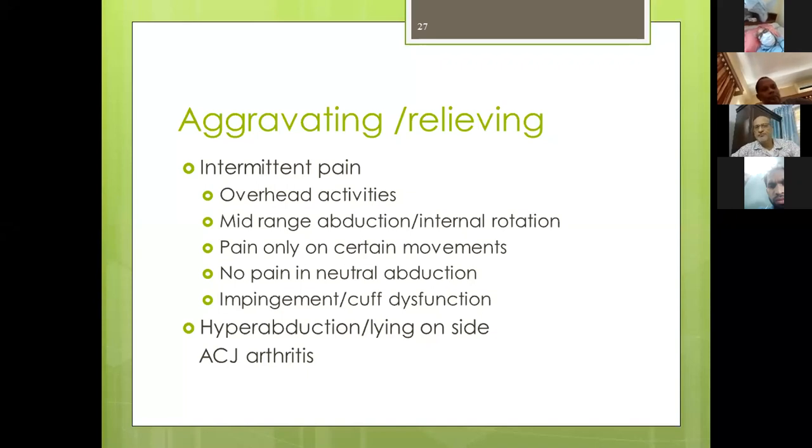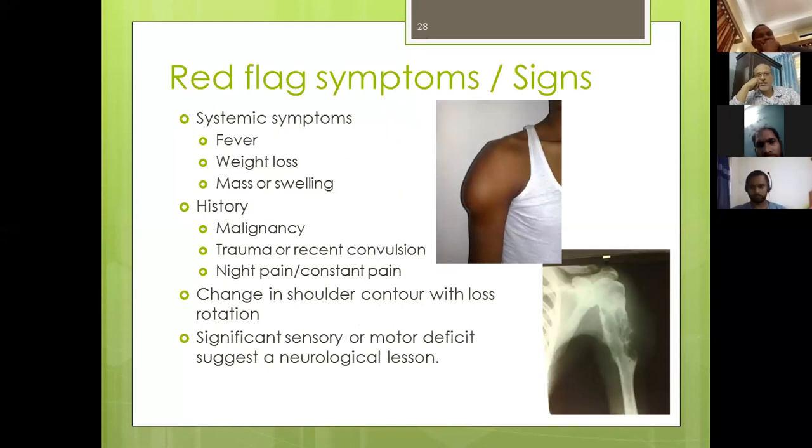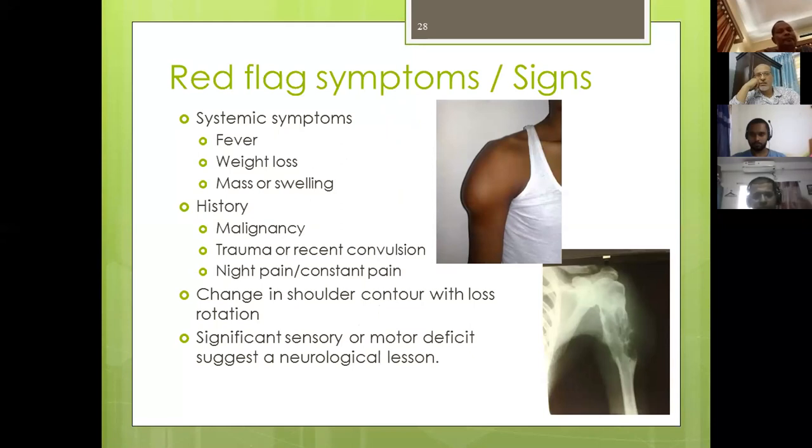And if he says that he cannot do the hyperabduction and it pains when lying on the side, it may lead to AC joint arthritis. And think about the red flag symptoms. Red flag symptoms, also, you know, in spine, there are certain red flag symptoms. What are those? The systemic symptoms like fever, weight loss or mass or swelling. If fever, this may be due to arthritis, septic arthritis, or maybe due to tumor. If there is weight loss or mass or swelling, significant weight loss, this may be due to tumor. So exclude it about the history.